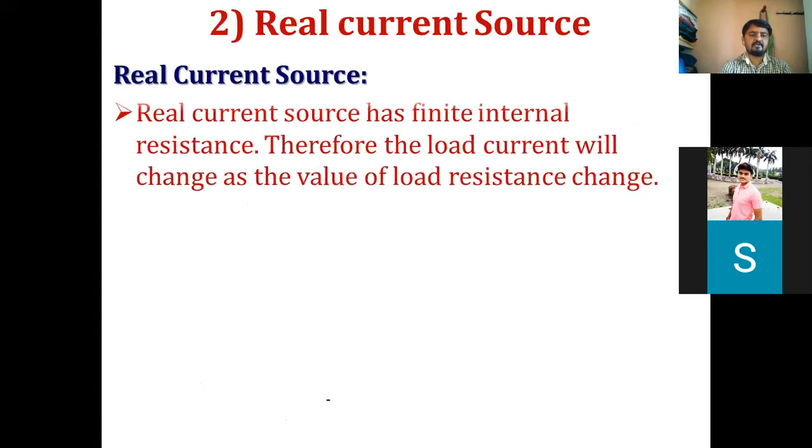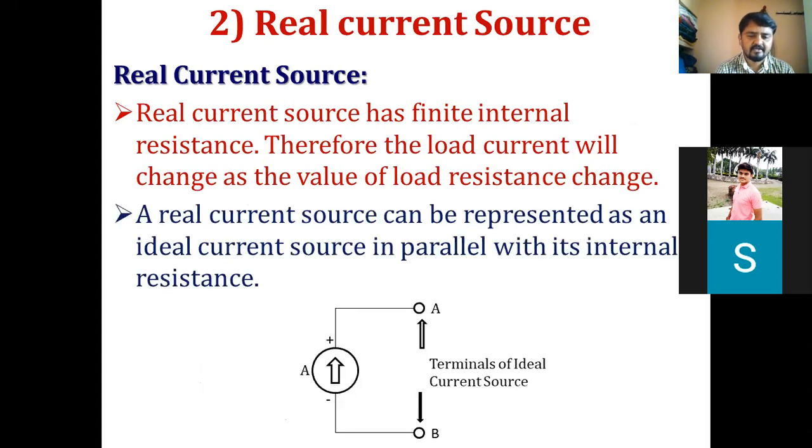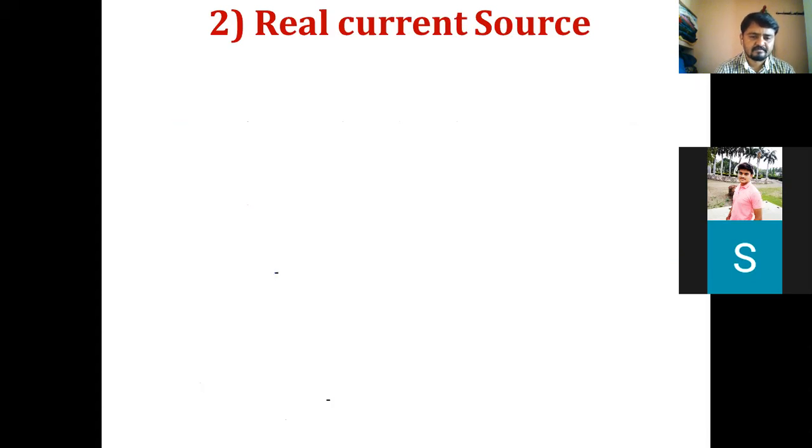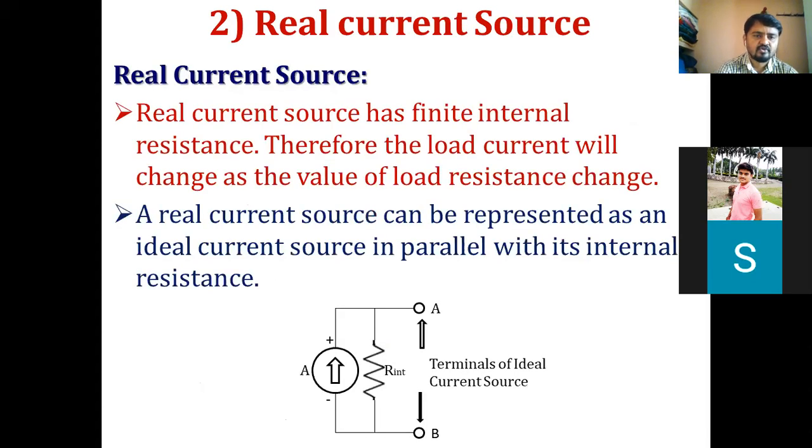Next one, second heading: real current source or practical current source. We are going to call that one real current source or practical current source. Take the second heading. So a real current source has finite internal resistance.